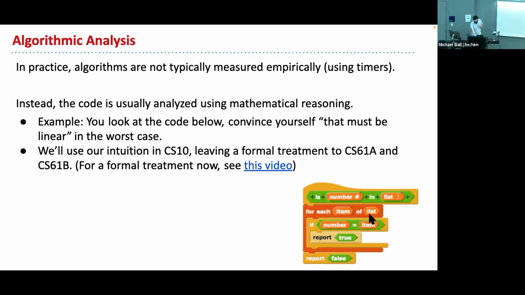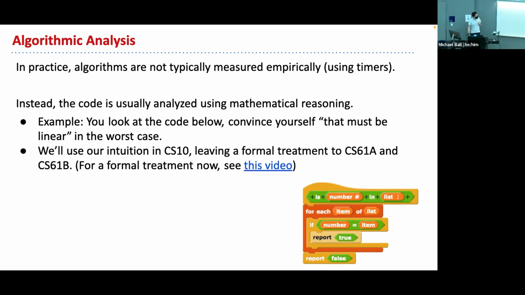Well, this block is clearly affected by the length of our list, because if our list is 10 items, we have to do 10 iterations of our for each loop. If our list is 100 items, we have to do 100 iterations of our for each loop. Inside here, we have if number is equal to item, report true. That's one check for every single item of our list. At the end, we have a report false. That may happen if we get to the end.